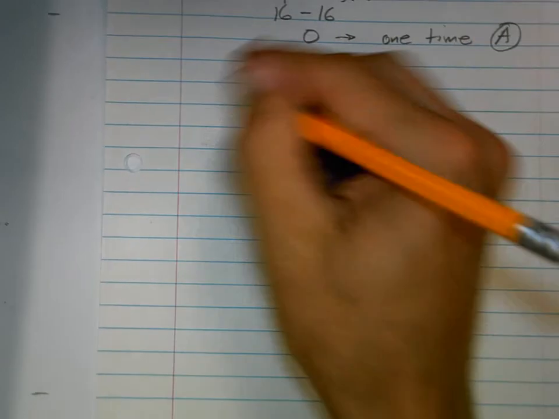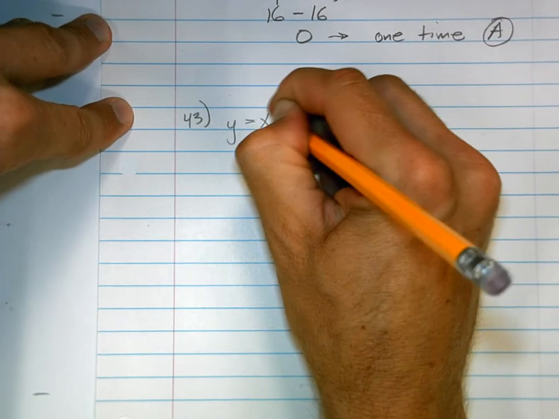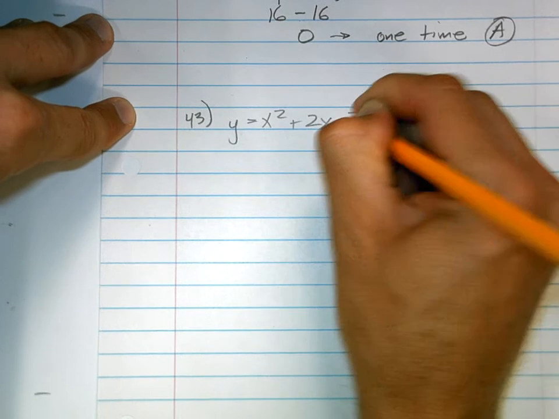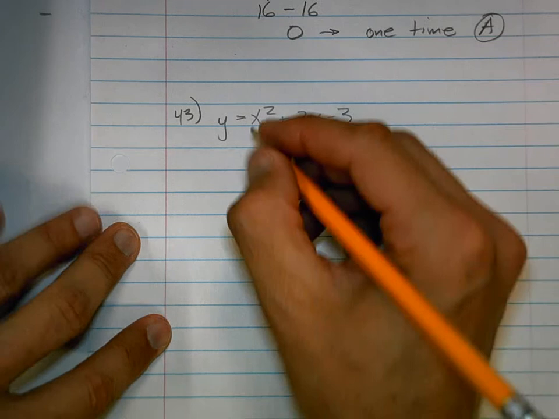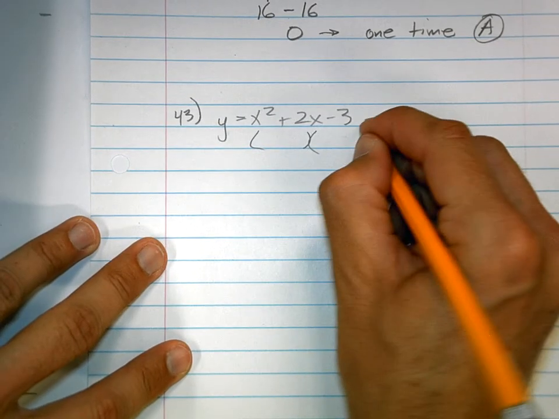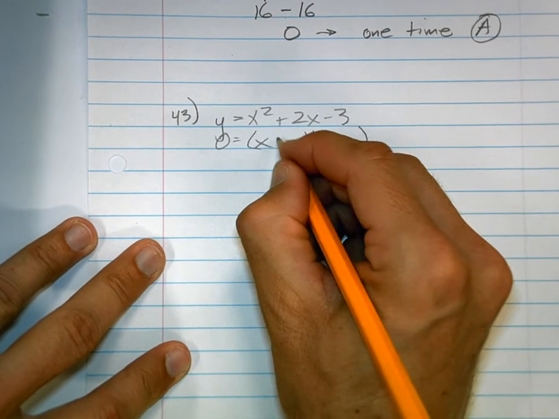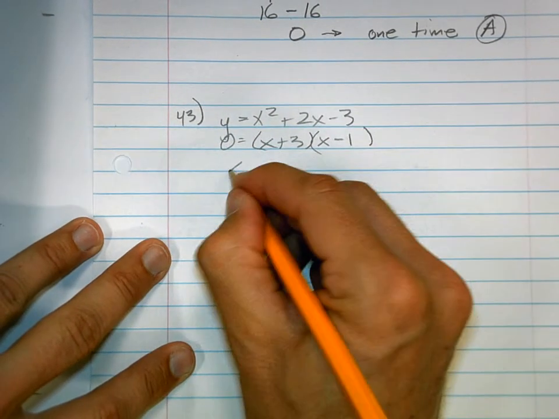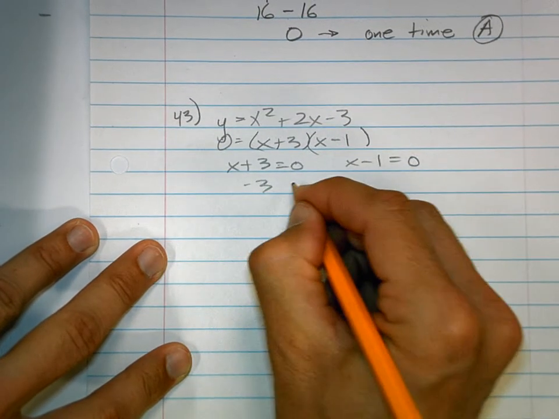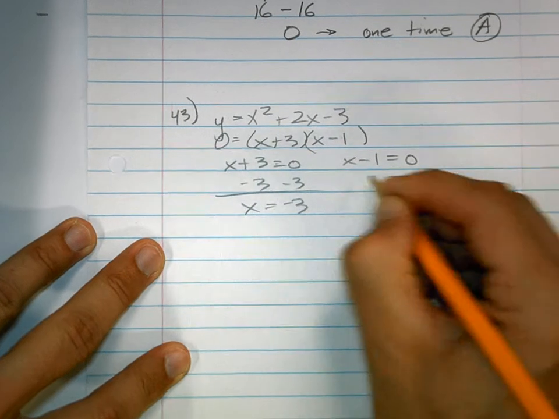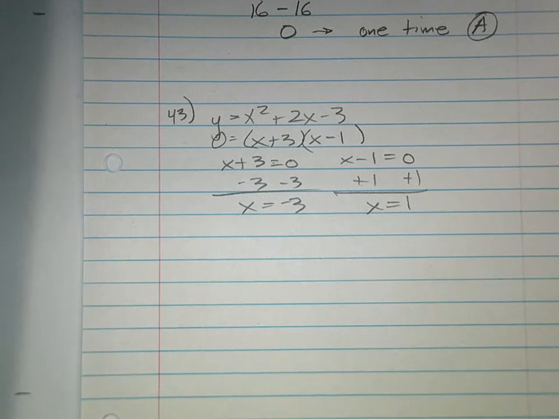And our last one, 43. The equation y equals x squared plus 2x minus 3 is graphed. What are the points where the graph intersects the x-axis? Okay, so in this case, I'm going to factor. I'll set that to 0, and then I'm going to factor. So I have x plus 3, x minus 1. So I set those both equal to 0. Solve for x. X equals negative 3. Solve for x on this one. X equals 1. So it would be at 1 and negative 3, which is B.